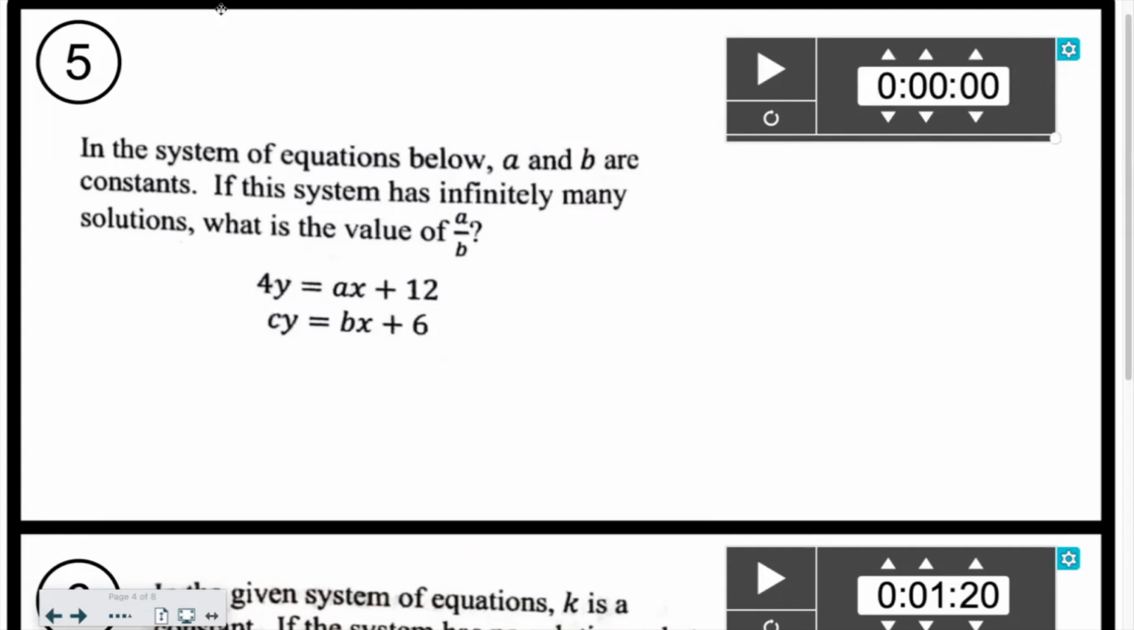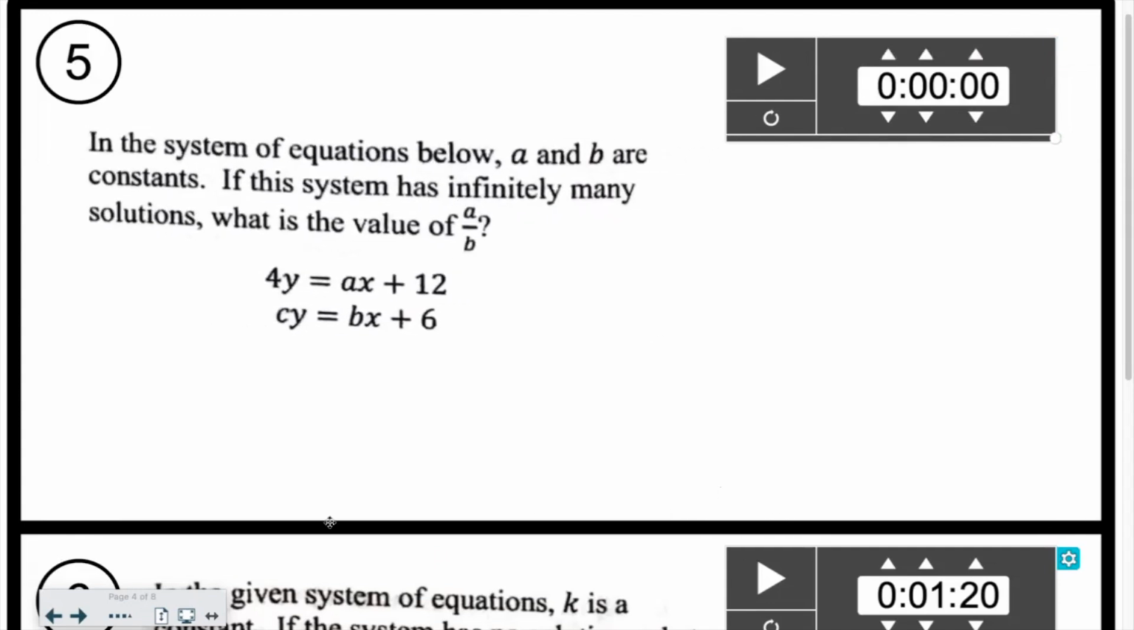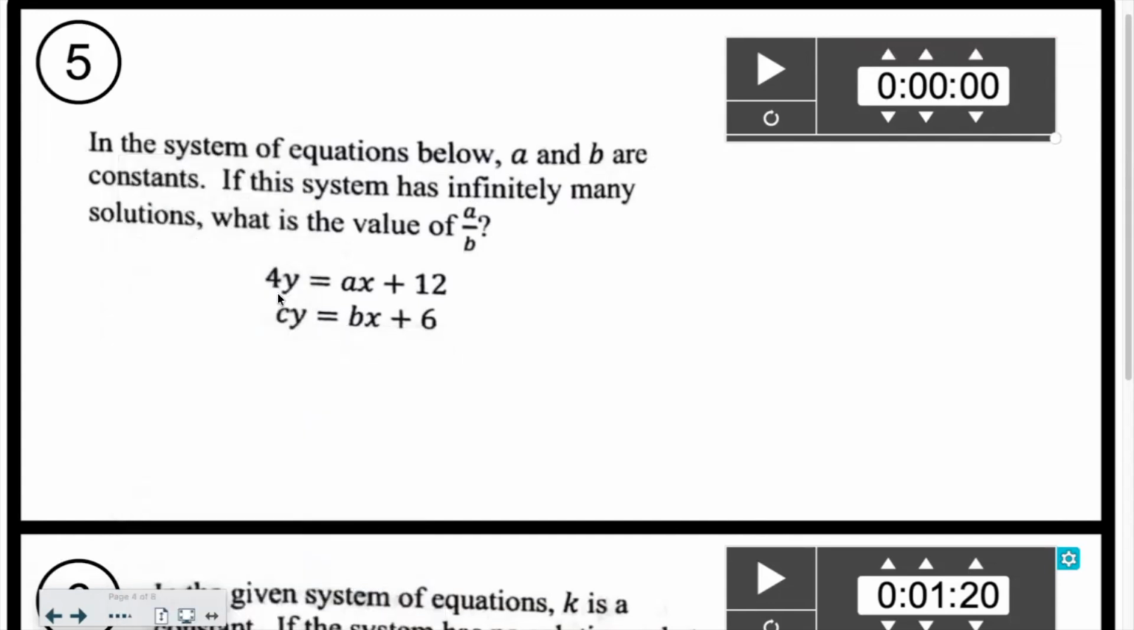Okay, so there are multiple ways to do this. But since it was infinitely many, I kind of always take the same approach. I just want to make them look exactly the same. So I focused on the constants over here. Since they have to be exactly the same, I just doubled this equation. So I end up with 2cy is 2bx plus 12.